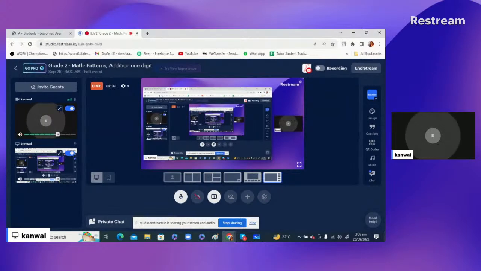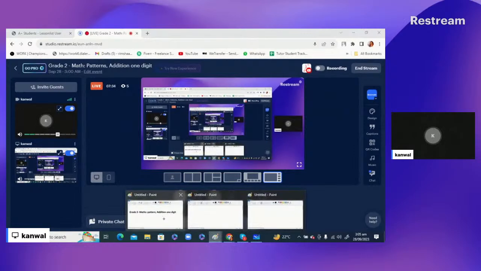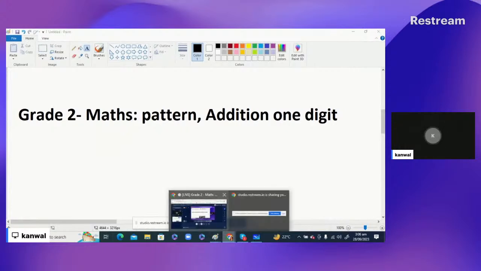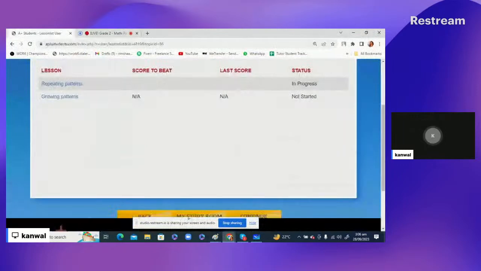Okay, sorry everyone. All right, so today we will discuss grade 2 maths patterns and addition of one digit. Okay? All right then. Let's get started. This is the pattern and here are the two lessons, repeating patterns and growing patterns.